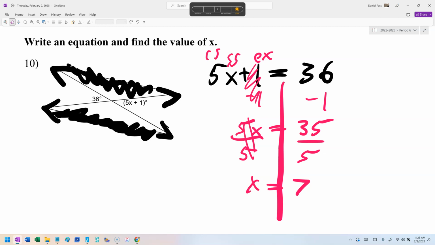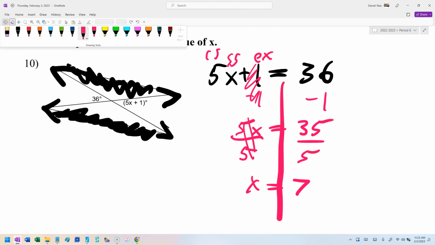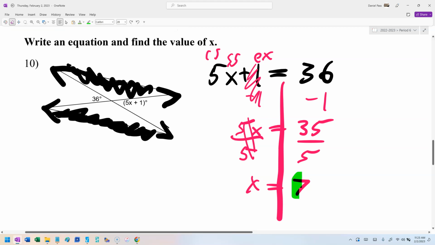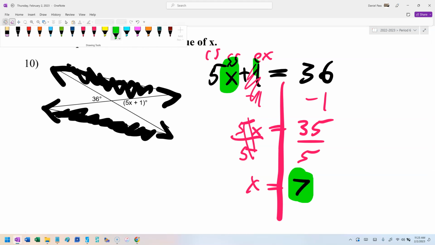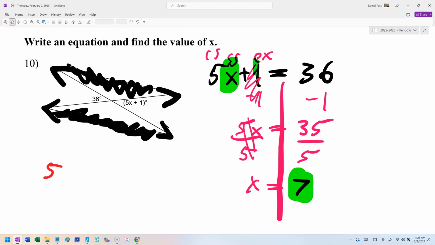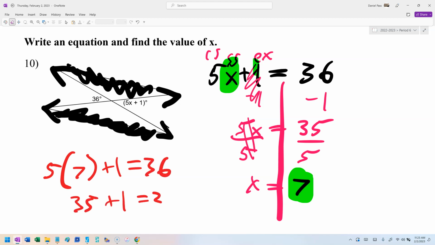How do we check our answer? Don't back up yet. I need to see your work. So we put 7 inside here, right? So it's going to be 5 times 7 plus 1 equals 36. See if this is true. Is that true? 35 plus 1 equals 36. Yeah, it's true. Yay. All right, bye, YouTube.